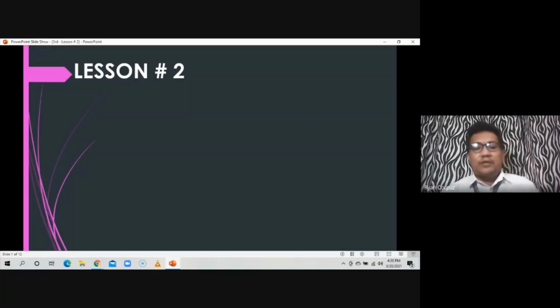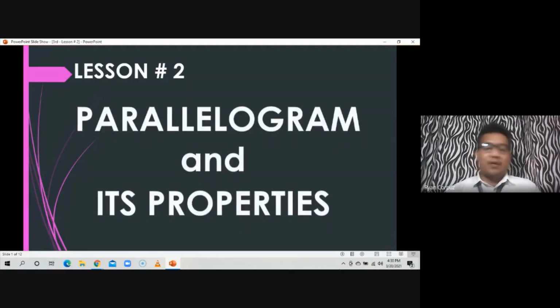So ano ba yung focus ng discussion natin sa lesson number 2? So lesson number 2 natin will focus on parallelogram and its properties. So if we are going to look at the diagram of quadrilaterals, so we will start in the middle. Doon tayo sa pinakagitna, let's start. So yung makikita natin doon sa pinakagitna, yung parallelograms and those under parallel.